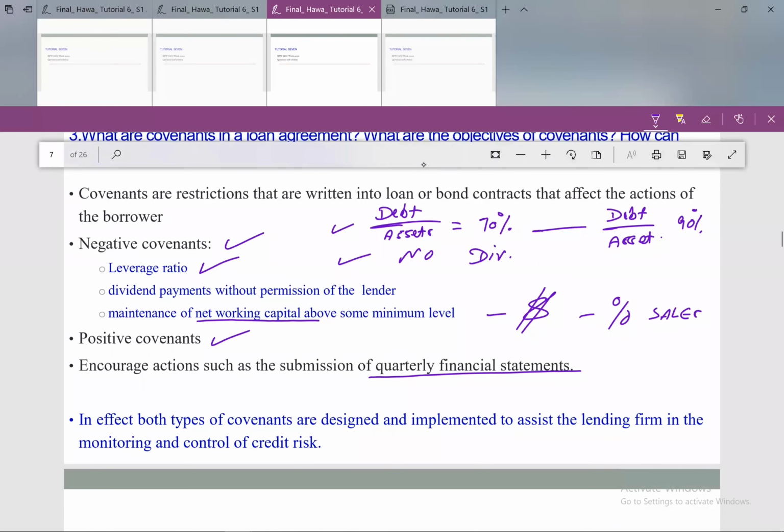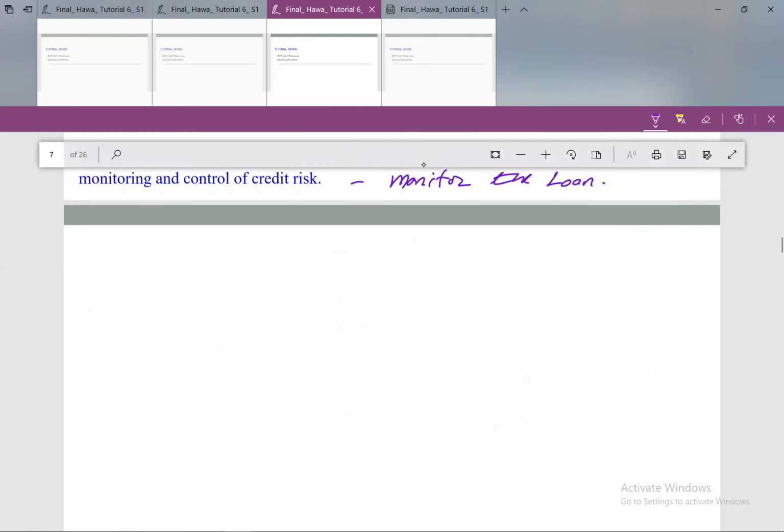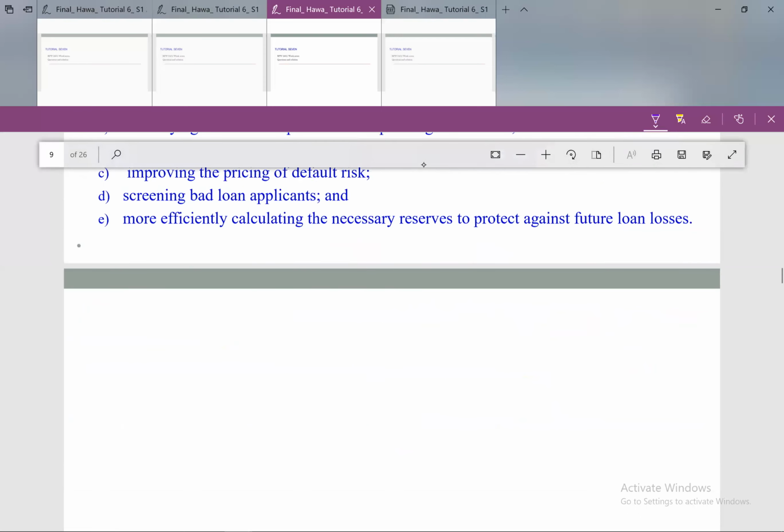Anyways, if the bank receives all this and follows those covenants, which means the operation of the company, they can better monitor the loan. They can monitor the company and the loan. Look, this is all every 3 months, which means always quarterly. So this is one issue.